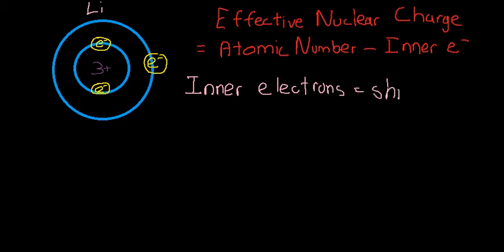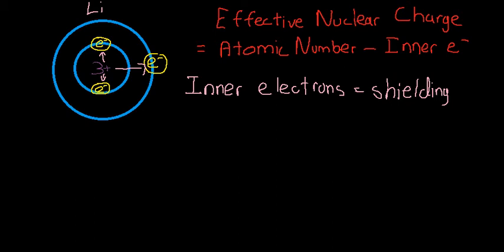Inner electrons are shielding electrons. So as those 2 inner electrons are spinning around and around, they effectively block 2 of the charges. So let's say you have 3 charges trying to get out of the center. Well, 1 would be blocked by that electron, 1 would be blocked by that electron, and only 1 would be felt over here. So that's how you can understand it conceptually.